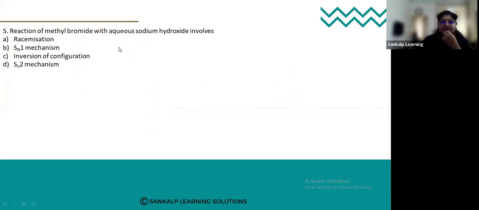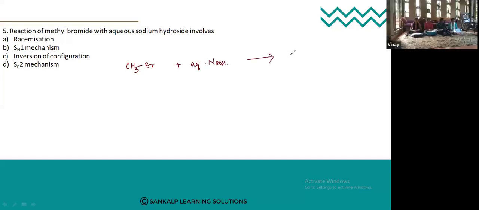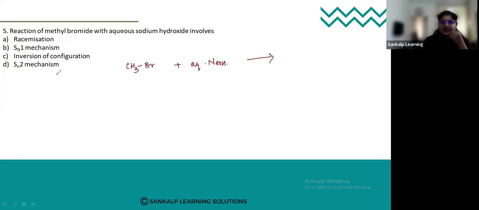Reaction of methyl bromide with aqueous sodium hydroxide involves: A, racemization; B, SN1 mechanism; C, inversion of configuration; and D, SN2 mechanism. Methyl bromide is CH3Br, reacting with aqueous sodium hydroxide. So what does it involve? Racemization, SN1, inversion of configuration, or SN2? Which is this mechanism?